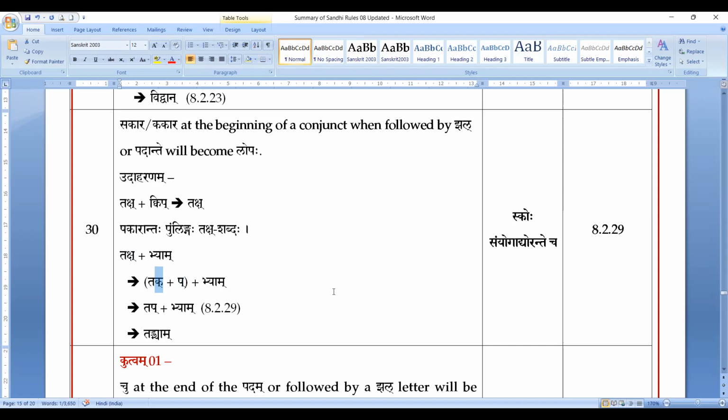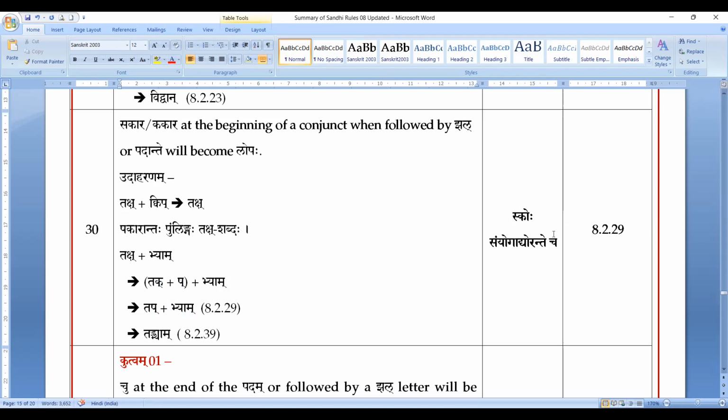So therefore, what you have to do is Kakarasya: Sakara or Kakara at the beginning of the conjunct, and the conjunct at the end of the Padam, that is the condition. Then the Kakara or Sakara will become Lopaha. Therefore, you have Tash plus Bhyam, then you apply Jashva Sandhi. By Jashva Sandhi, it becomes Tad Bhyam. Right? So that is the Krama, the sequence you can see. 8 to 39 is Jashva Sandhi, 8 to 29 is this rule.